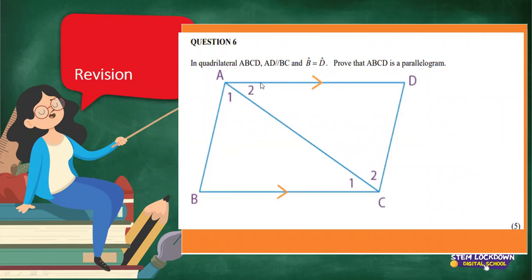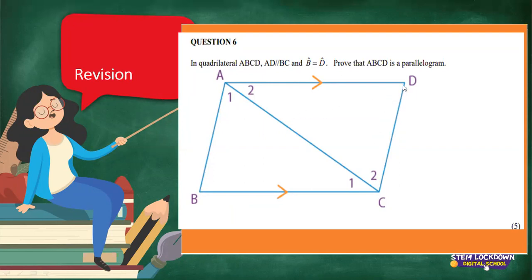So we must prove that AD and BC are equal and parallel, or that AB and DC are equal and parallel. So how do you do that? Given that AD is parallel to BC, and angle B equals angle D, how are you going to prove that?